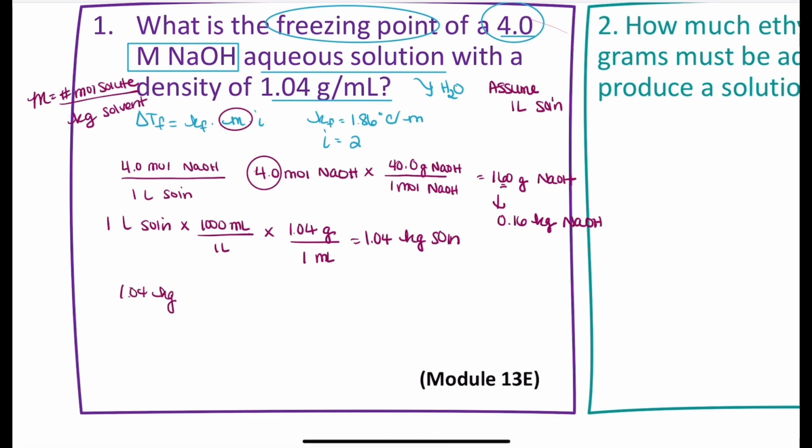I apologize about my writing. My wrist is really sore and I'm doing my best here for you guys. 0.16 kilograms of solute from 1.04 kilograms of solution gives me 0.88 kilograms of the solvent. Why do I care? Because I can use that to find the molality.